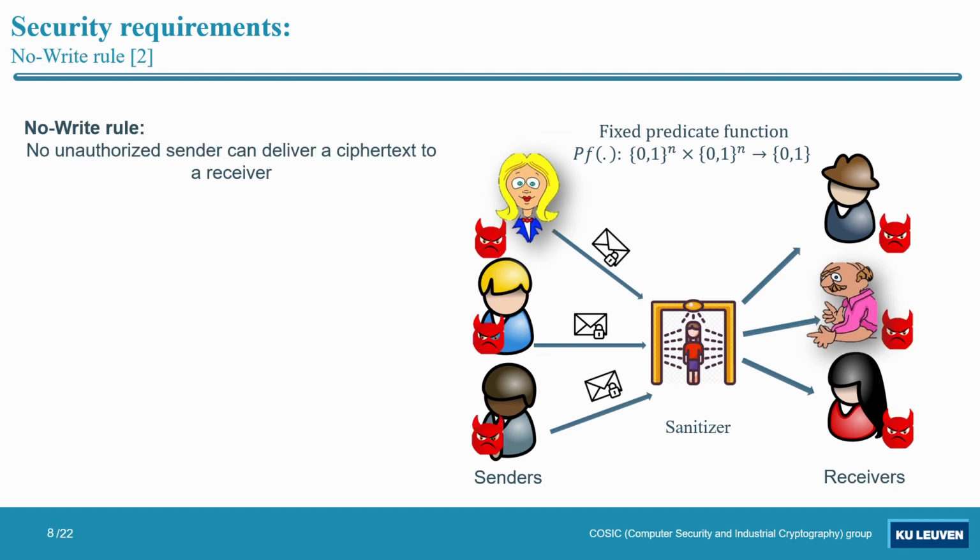In the no write rule, the group of senders and receivers are dishonest, and only the sanitizer is honest. The senders and receivers are trying to fool the sanitizer into accepting some unauthorized communication link over the network, such that the predicate function equals 0, while the sanitizer is transmitting and delivering the ciphertext to the receiver.